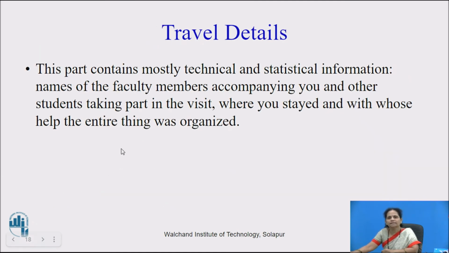Then, travel details. This part contains mostly technical and statistical information: names of the faculty members accompanying you and other students taking part in the visit, where you stayed, and with whose help the entire thing was organized.